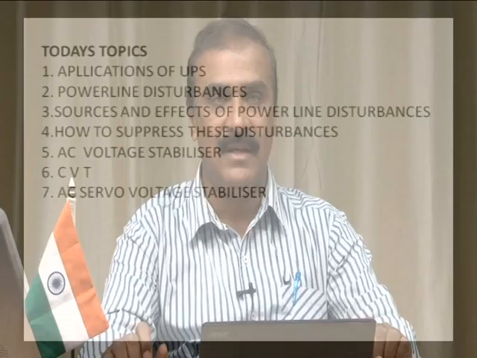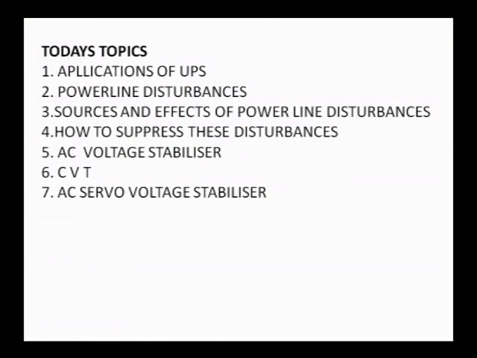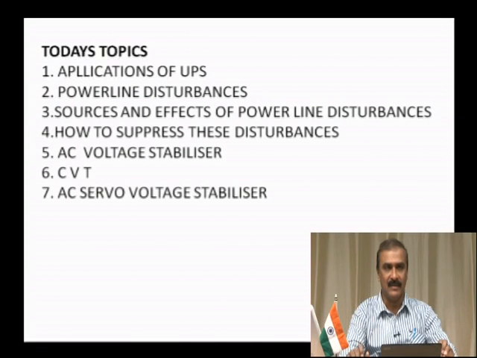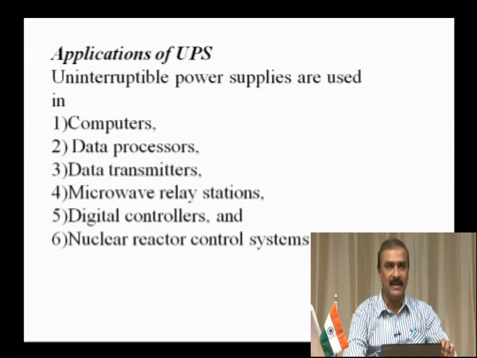Today's topic is like this: applications of UPS, power line disturbances, sources and effects of power line disturbances, how to suppress these disturbances, AC voltage stabilizer, CVT constant voltage transformer, and AC servo voltage stabilizer. So these are the contents of today's topic. Now coming to the first one, application of UPS.